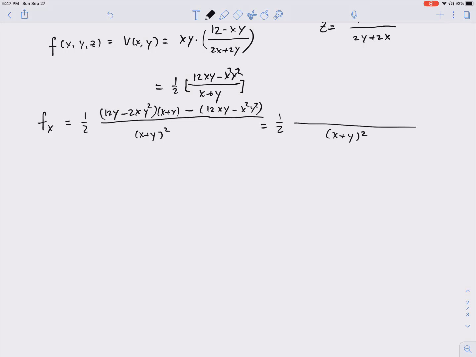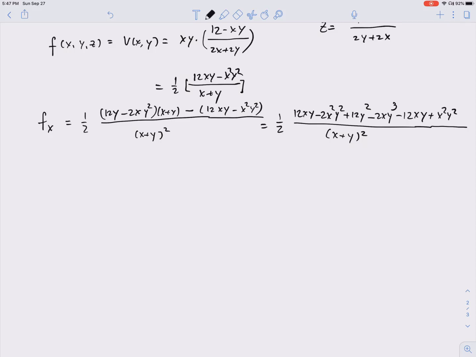And then when we put it back, we need to use FOIL method also to expand it. So we have 12xy and minus 2x squared y squared. That finishes the first term over there. And then plus 12y squared and minus 2xy cubed. And then let's remove the pair of parentheses, negative xy and plus x squared y squared.